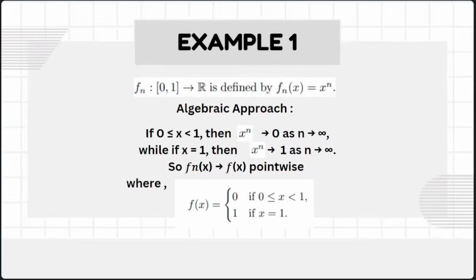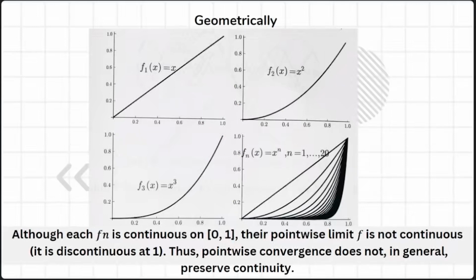So we can define the pointwise limit f(x) as 0 if x belongs to [0,1), and 1 if x is equal to 1. Let me show you one geometric approach. In the graph of fn(x), f1(x) equals x is a straight line. Then in this graph, it clearly seems that the points are tending somewhere. As n increases, the graph for each point in [0,1] is going somewhere. So for every point, it is convergent.